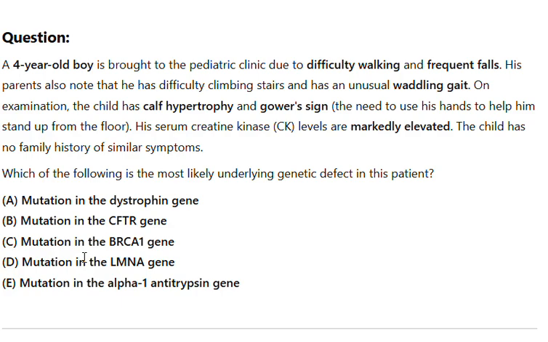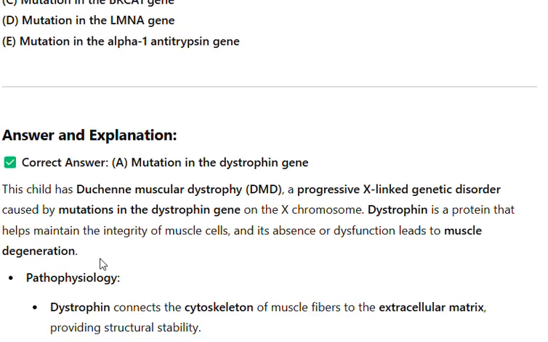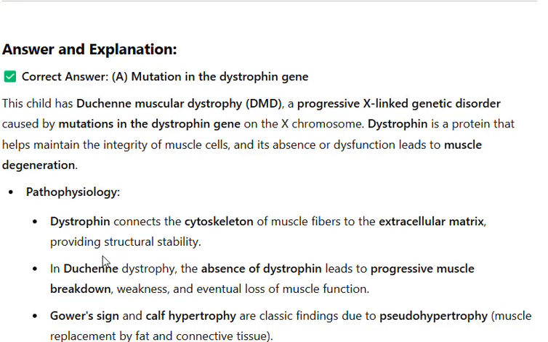Answer and explanation. Correct answer, A. Mutation in the dystrophin gene. This child has Duchenne muscular dystrophy, DMD, a progressive X-linked genetic disorder caused by mutations in the dystrophin gene on the X chromosome. Dystrophin is a protein that helps maintain the integrity of muscle cells, and its absence or dysfunction leads to muscle degeneration.